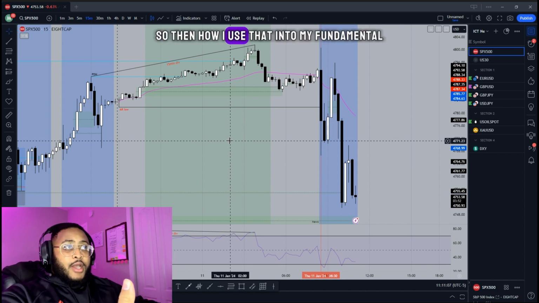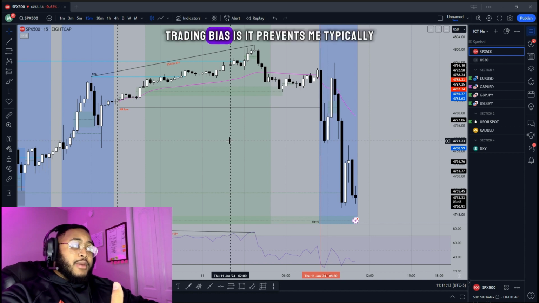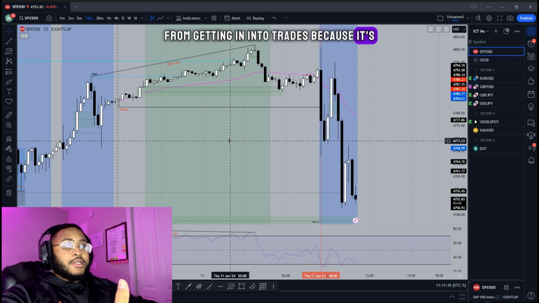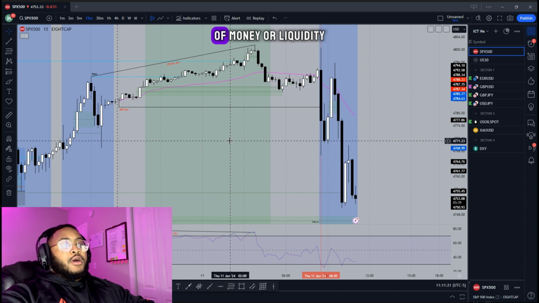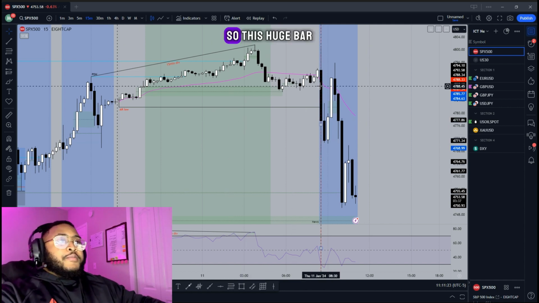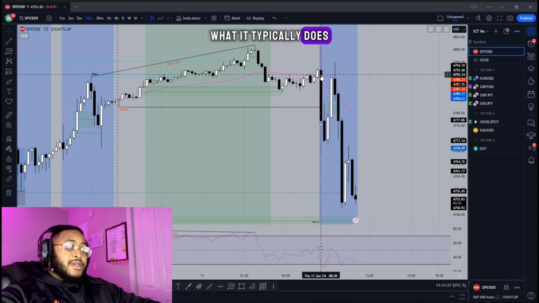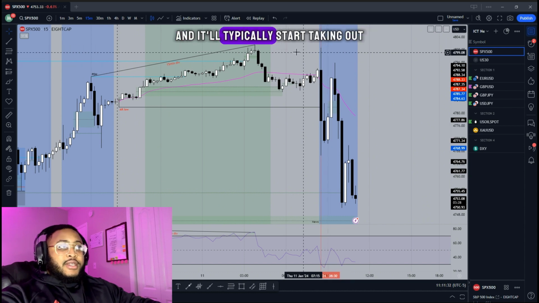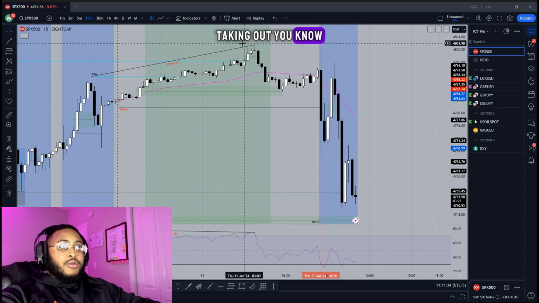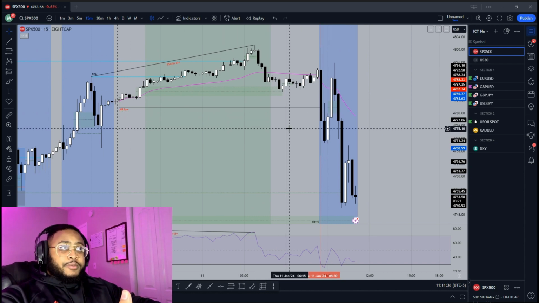So how I use that in my fundamental trading bias is it typically prevents me from getting into trades, because it typically pushes in a high volume of money or liquidity. This huge bar displaces a whole lot of price action, and it'll typically start taking out highs or lows. In this case, it took out the Asian range low.